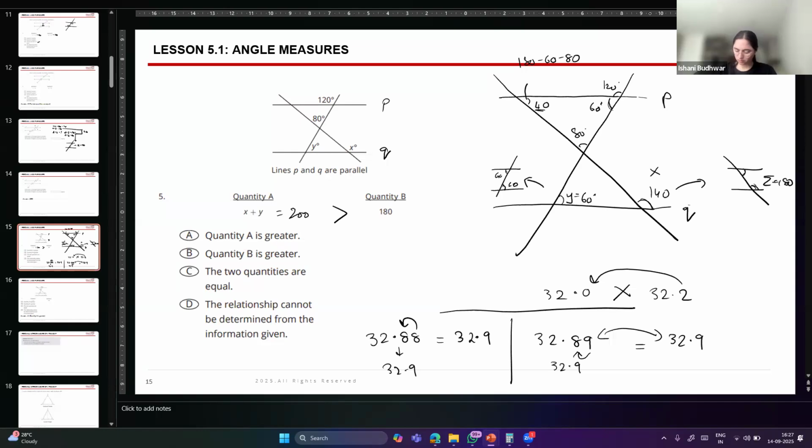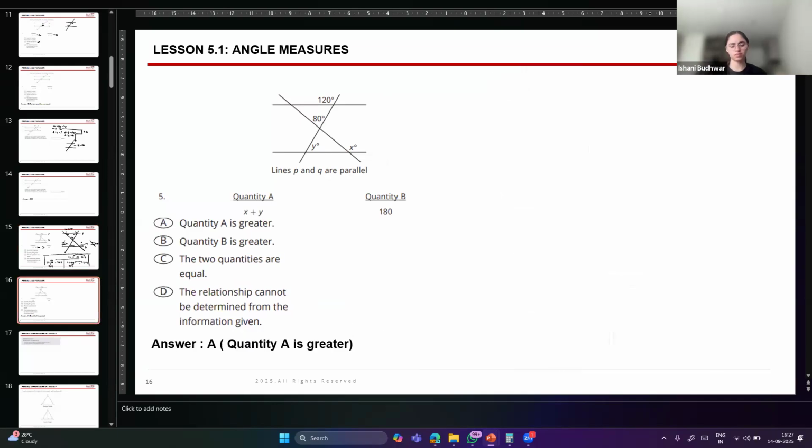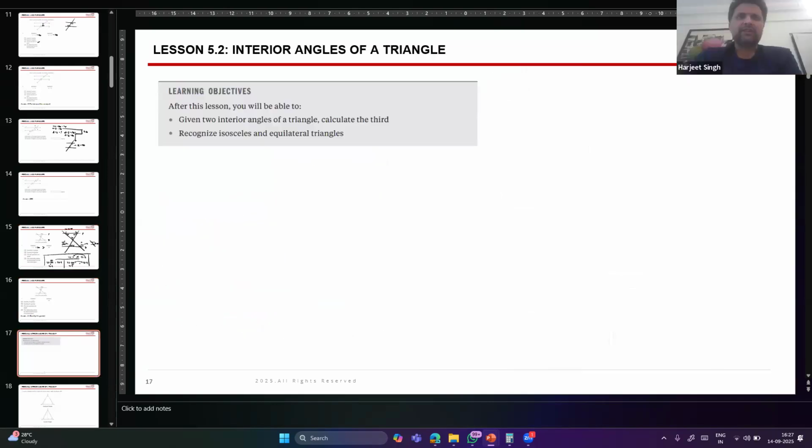I'm just saying because in the official guide, there is a question where you get very close answers and they are regarded as the same. So rounding off, you need to be aware of. All right. Okay, so that was on angle measures, the first part. Second is on interior angles of the triangle.